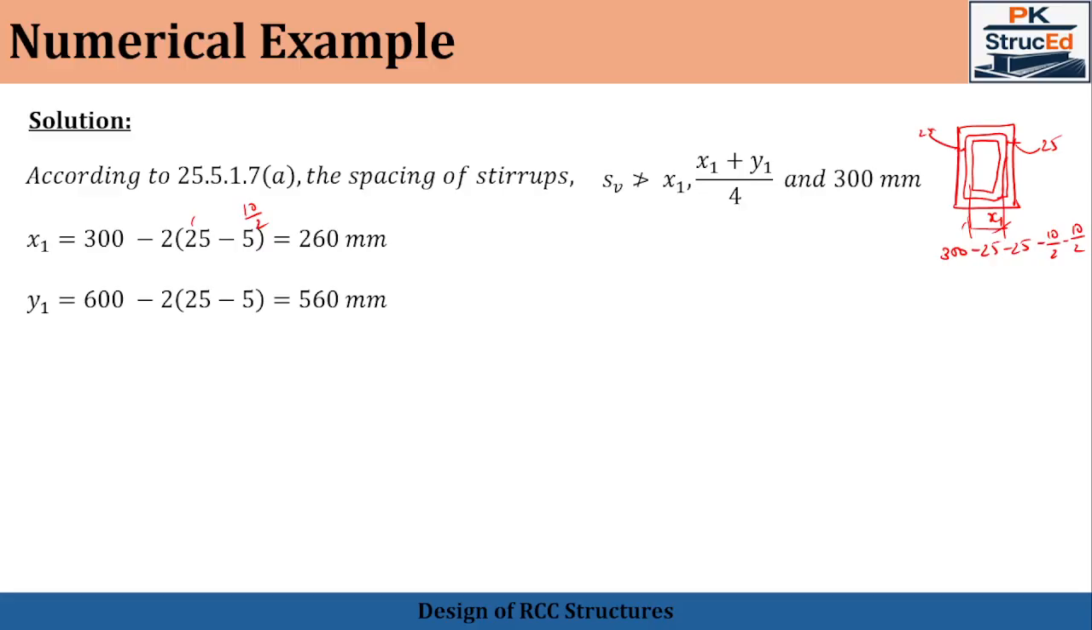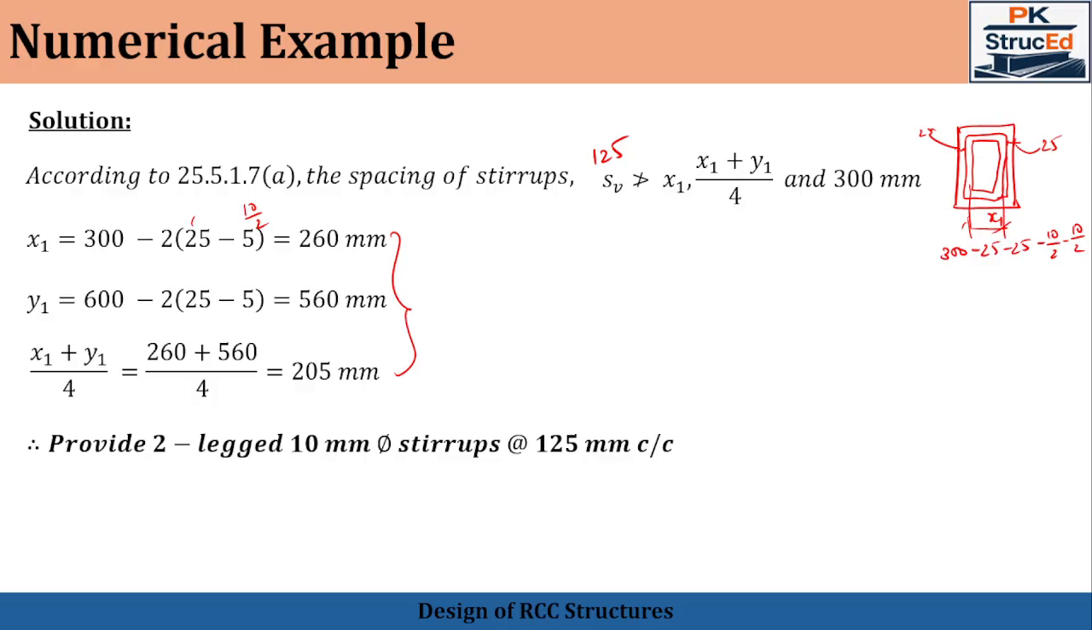Now similarly, y1 has also been calculated in the similar way in the vertical direction. Total is 600 minus clear cover on both the sides minus half the diameter of the stirrup. So I'll get that one as 560 mm. So substituting those values, x1 plus y1 divided by 4 will come to 205. So we provided the spacing of the vertical stirrups as 125 in the previous slide. So now this spacing, whatever we assumed, is not greater than any of these three conditions. Therefore, we can provide two-legged 10 mm dia stirrups at 125 mm centers.